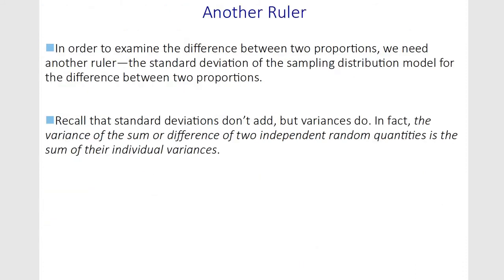So in order to examine the difference between the two proportions, we need another ruler which deals with the standard deviation. All right. So recall that the standard deviations don't add. We can't just add those, but we can with the variances. Okay, so the variance of the sum or difference of two independent random quantities is the sum of their individual variances. Okay, so it doesn't matter if we do adding or subtracting, we're always going to add the individual variances.